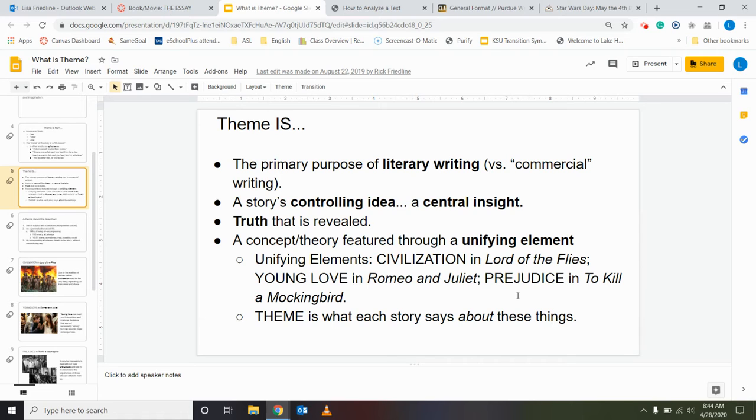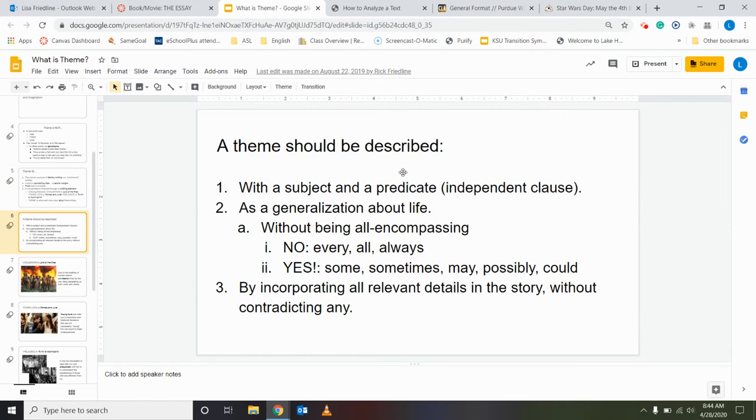That's a theme. But you can't just give me the one word. What does the story say about those words? So this explains how you write a theme. You need the subject and a predicate or a verb about it. It's never going to be all encompassing, so you're never going to say it will always. Remember doing these at the beginning of the year? We really practiced these and we wrote theme statements. But you can use words like some or sometimes, or it may, or it might, or it could.